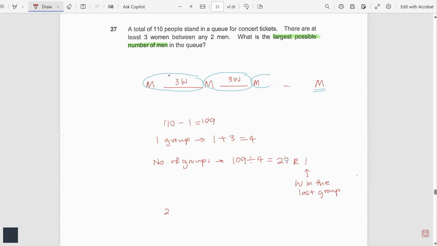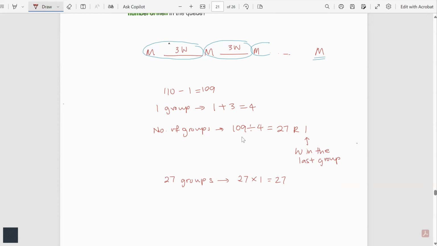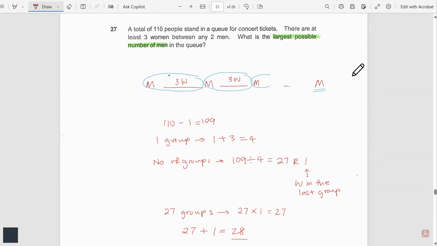So 27 groups means that there are how many men? Each group has one man. So 27 times 1. Then remember this last person that we minus out at the start, right? You need to add back because we're finding the number of men. So 27 plus 1, 28. The plus 1 is for the last man that we took out, not for this remainder one. This is a woman. So the largest possible number will be 28.